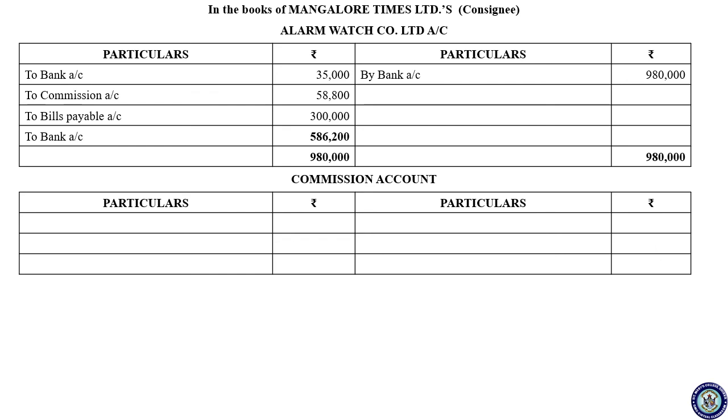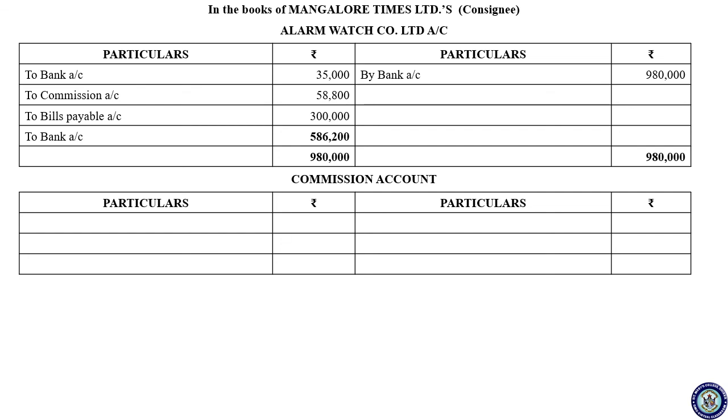So the Alarum Watch Company is the consignor, the person who is going to receive the actual sale figure. Here the actual sale figure is 9,80,000. Now he is receiving 9,80,000, but he has to pay something to his consignee, right? Because the consignee has incurred some expenses just to sell the product of consignor. So he has to pay some money from his pocket. So it is nothing but to bank, because cash goes out. And it is to commission.